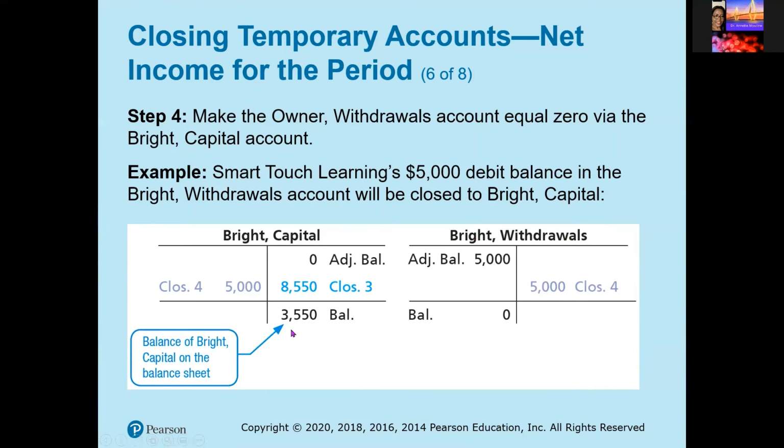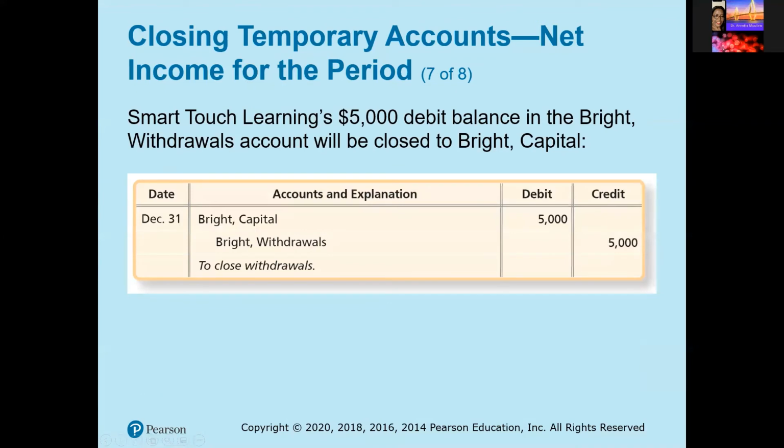So the balance of the Bright Capital on the balance sheet should equal $3,550. Smart Touch Learning's $5,000 debit balance in the Bright Withdrawals account will be closed with a debit to Bright Capital. And here you see the journal entry. There's a debit to Bright Capital and a credit to Bright Withdrawals. So now the withdrawals account will be closed.